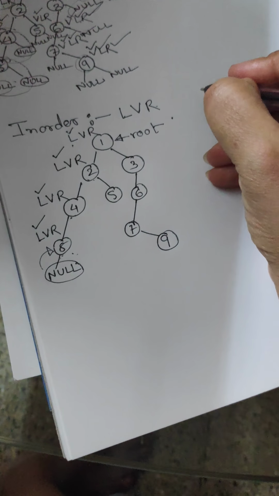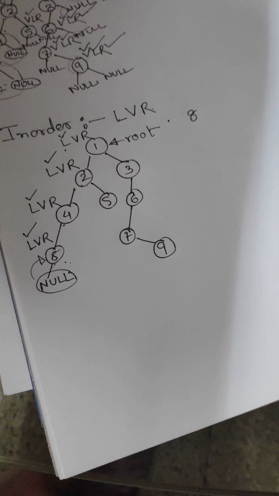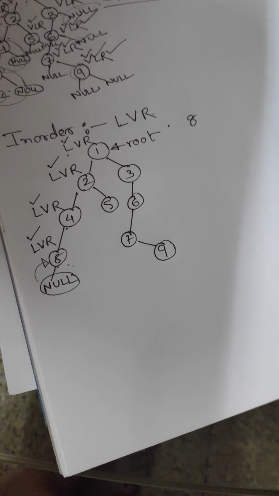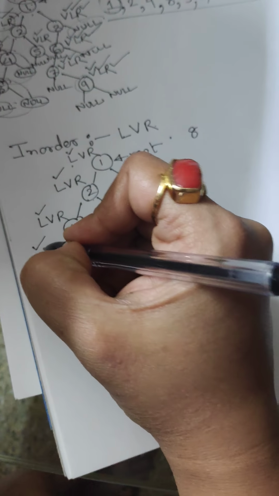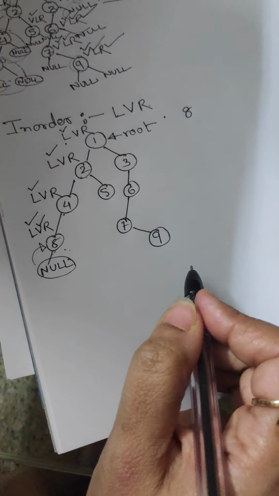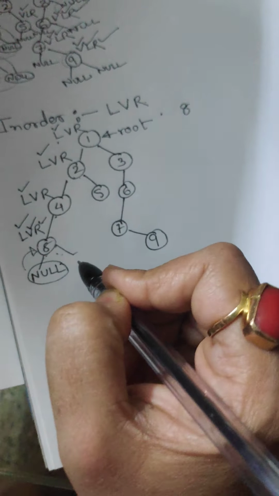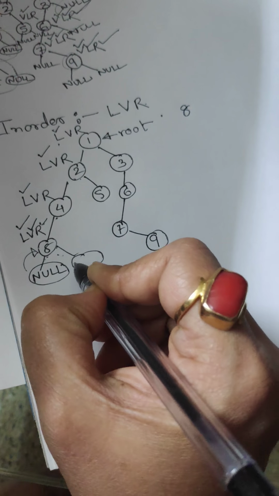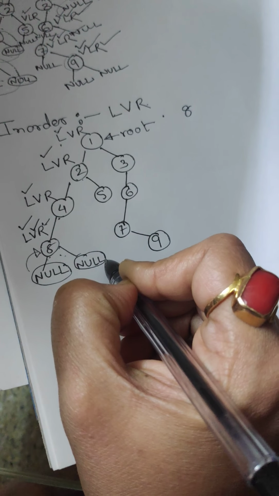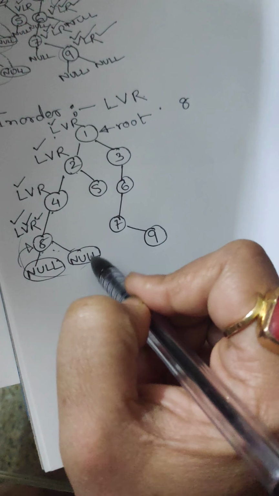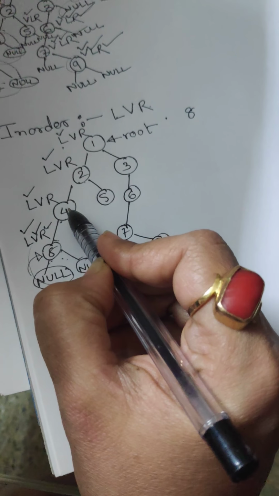That means we display 8. For us, visit means to display. So you display the value of 8. Once you are done with displaying the value of 8, you come to the right child of 8. Right child of 8 is also null. So we are done with 8. We go back to 4.